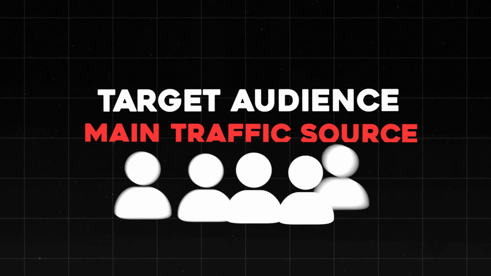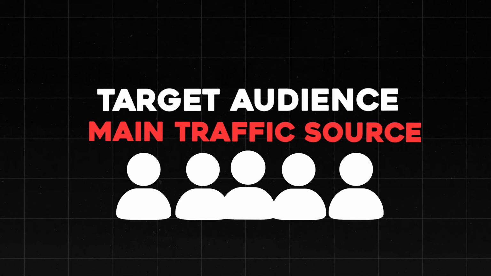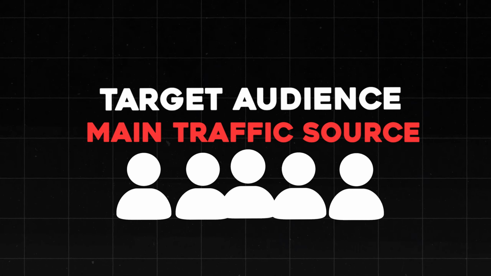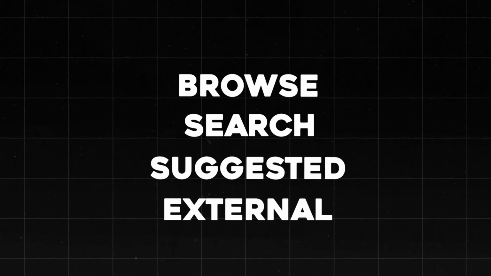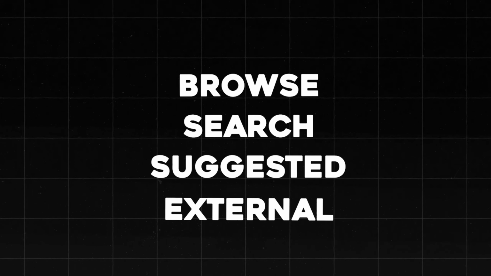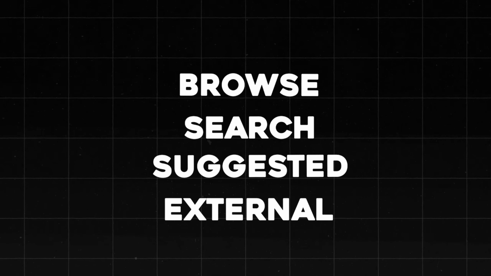Firstly, we need to understand our target audience and where our main traffic source will be. Now, in most cases with YouTube, you're going to have four: browse, search, suggested, or external. For these four, this is where the majority of your views will come from, depending how you optimize that video. And the reason that I say this is because not every single video needs to be optimized for keyword research or SEO.